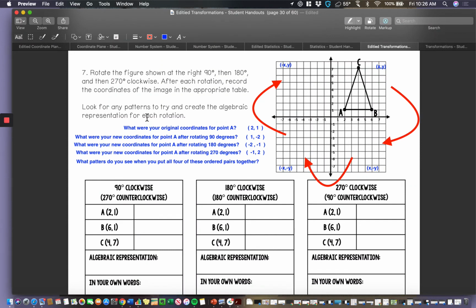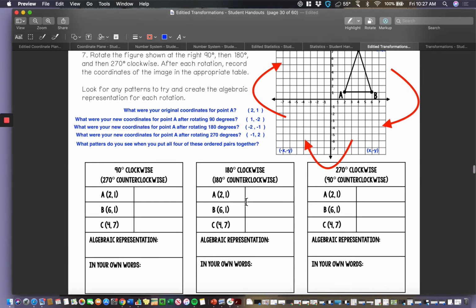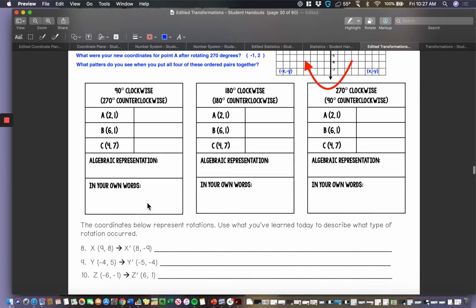So again, look for the patterns and try to create an algebraic representation for each rotation. Right here, the ones I just did are algebraic representations, so that might help you with your answers for down here, the algebraic representations after each rotation. And you can describe what happened in your own words. It says, use the coordinates below to represent rotations. Use what you've learned today to describe what type of rotation occurred.